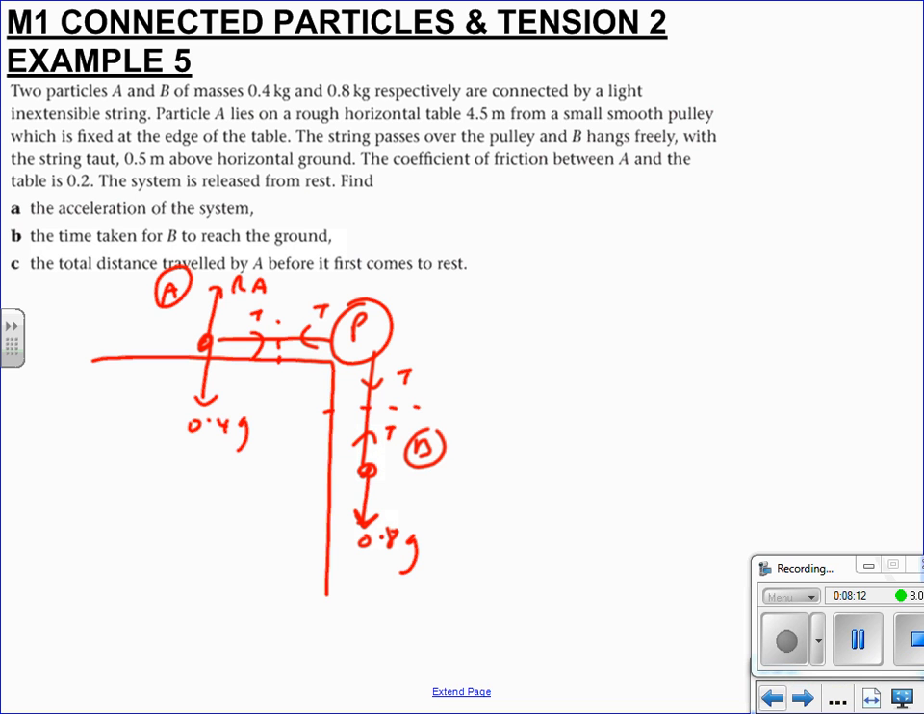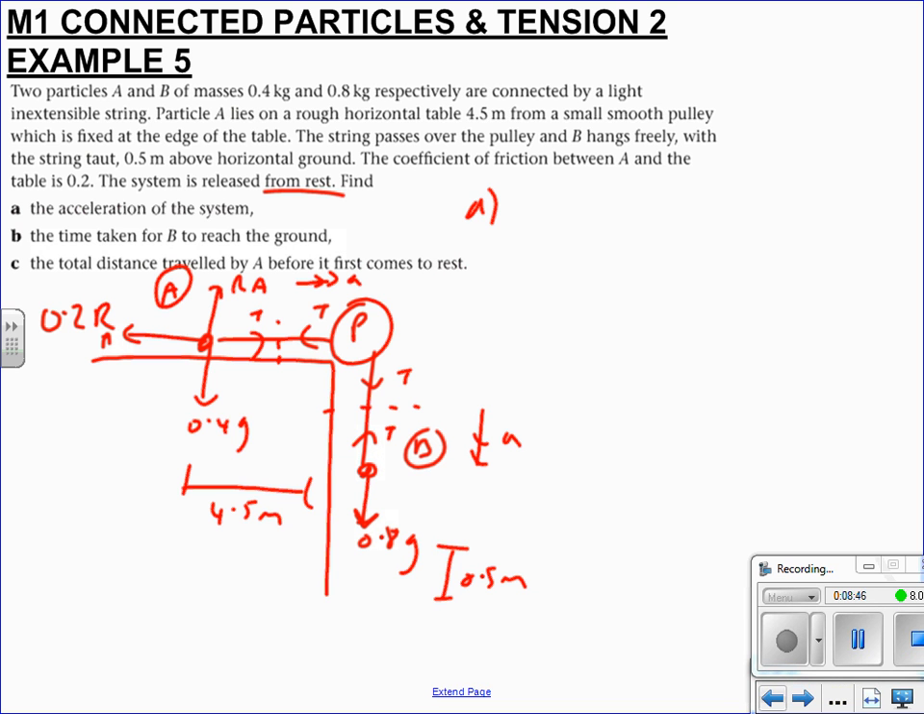Okay, and it's telling us it's on a rough table, and it's 4.5 meters away from the pulley, so there's 4.5 meters there. And it's telling us that the other one is 0.5 meters from the ground, so we've got that. The coefficient of friction between A and the table is 0.2, so there we go. Friction is 0.2 times RA. Okay, the system is released from rest, so therefore everything accelerates down here and across here.